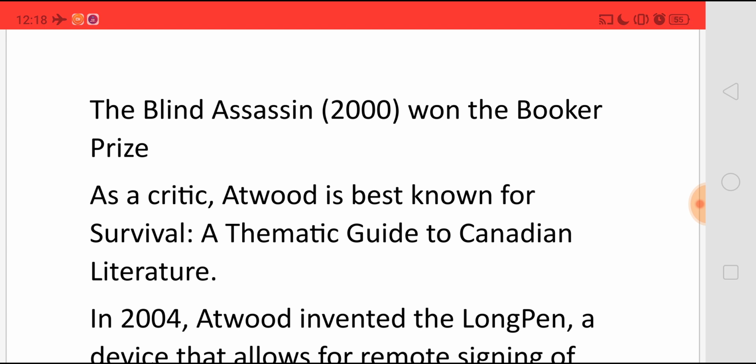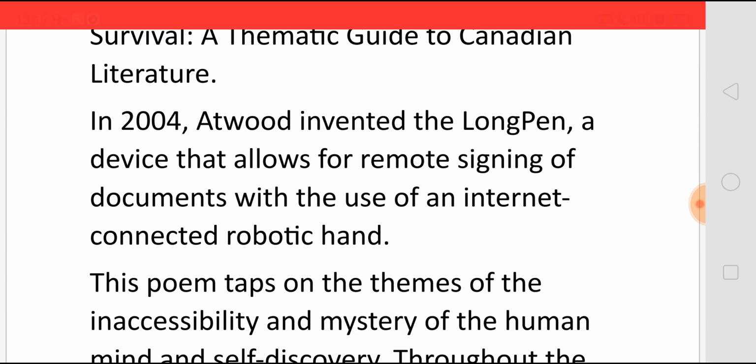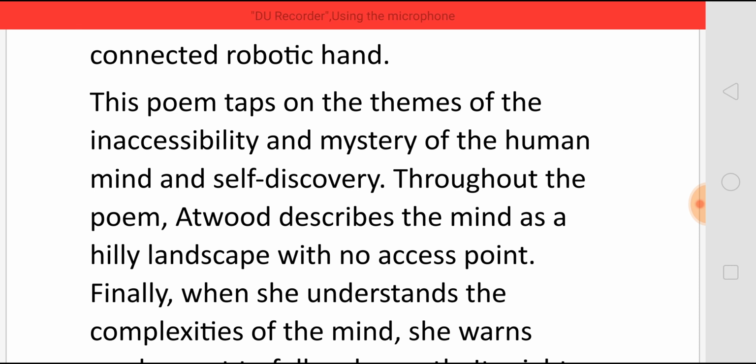As a critic, Atwood is best known for Survival, a thematic guide to Canadian literature. In 2004, Atwood invented the Long Pen. This is a device that allows for remote signing of documents with the use of an internet-connected robotic hand. And this poem taps on the themes of inaccessibility and mystery of the human mind and self-discovery.